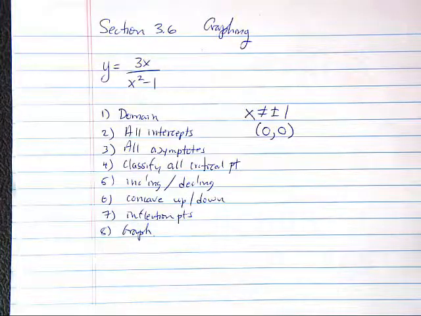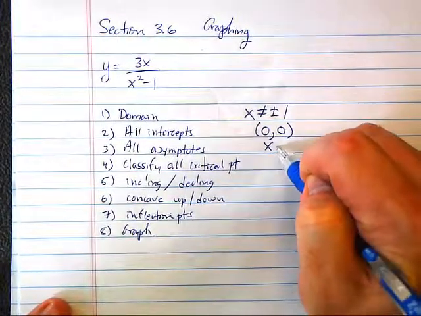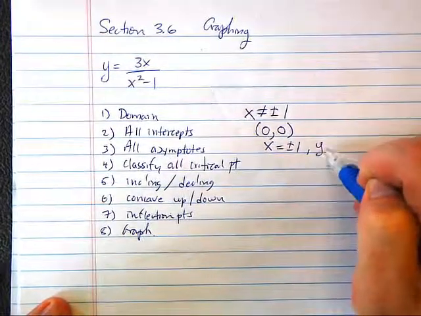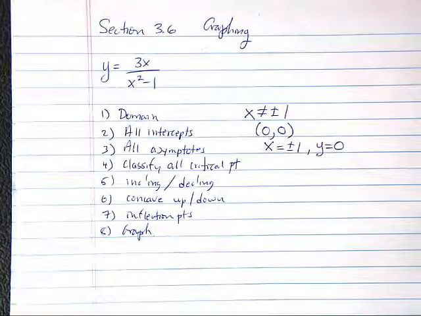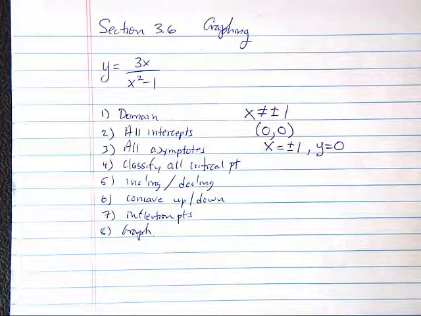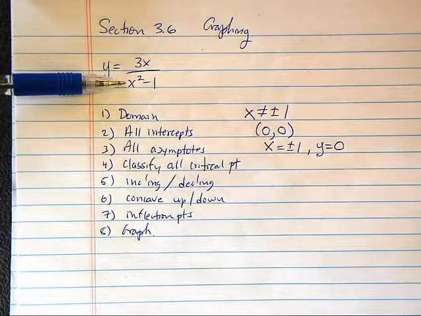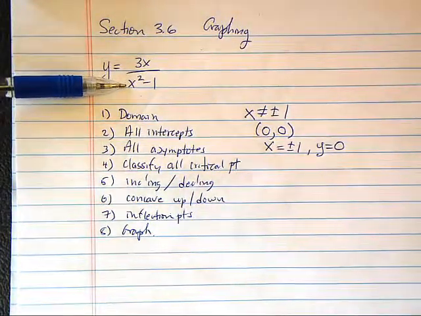Determine all asymptotes. What are the asymptotes? x equals plus or minus 1. That's the vertical asymptotes. The horizontal is y equals 0. Well, I agreed that 3 times 0 equals 0, but that's not why y equals 0 is the horizontal asymptote. This is what we did yesterday. You look at your powers. When the power on the bottom is bigger, the limit as x goes to infinity is always 0. So that tells you your horizontal asymptote is 0.